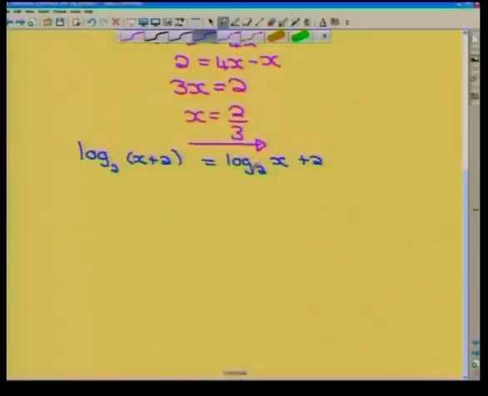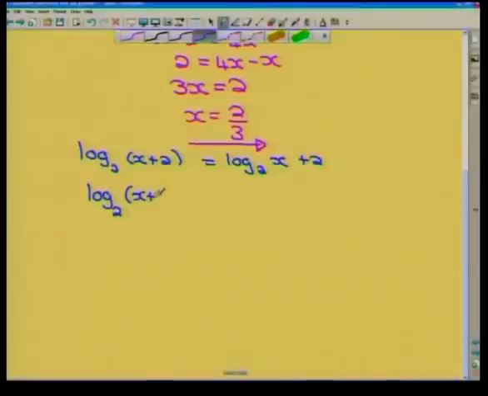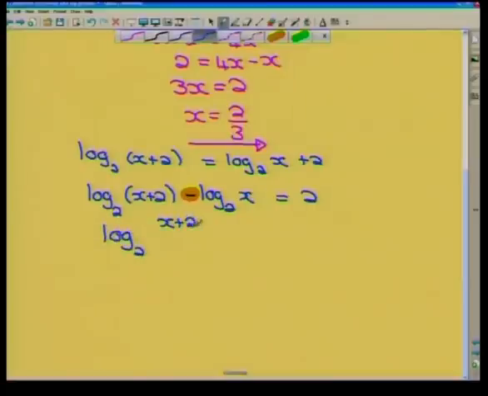The other route would have been to get the logs on one side, numbers on the other. So I would have gone log to the base 2 of x plus 2 minus log to the base 2 of x equals 2. Remembering that that minus there, in terms of logs, means division. So it's log to the base 2 of x plus 2 divided by x equals 2. At this stage, I would have said this base takes that as an exponent to give me x plus 2 over x.